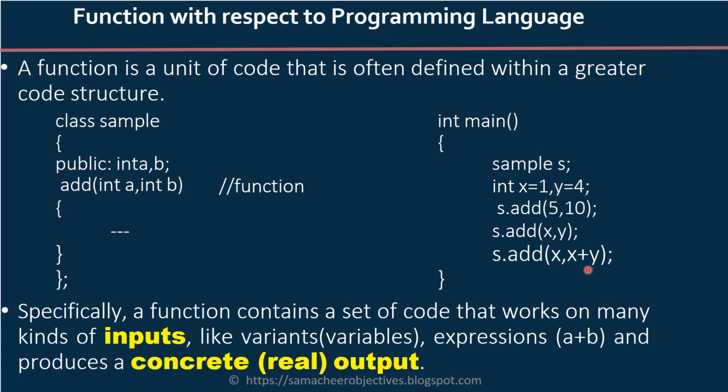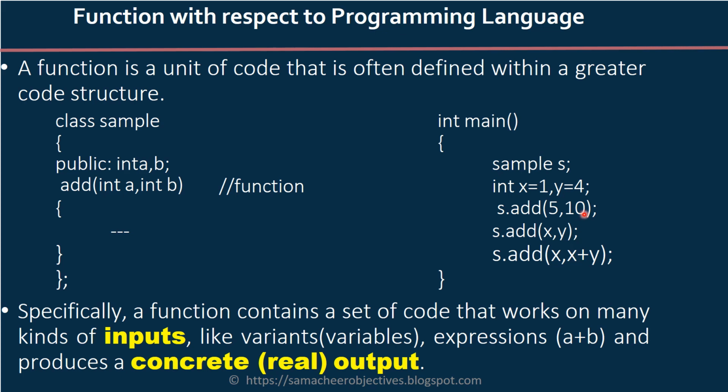Right? But in function definition, we should be only in the form of variable. The function definition input should be only in the form of variable. But while calling the function, the input may be either in the form of values, or in the form of variable, or in the form of expression. You know the output of this program also.